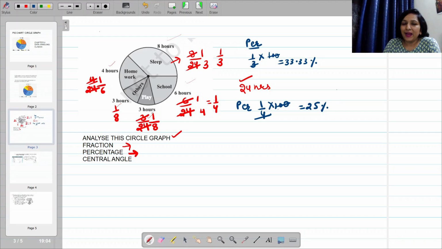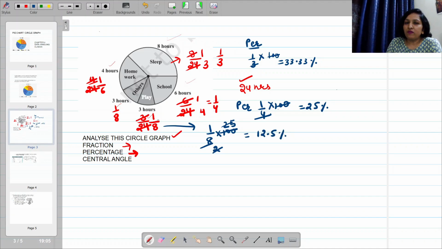Now for playing. Play fraction is 1 by 8. 1 by 8 of 100. Right? 4 eights are 32, and 4 fives are 20. It is 25 by 2. If I divide 25 by 2, I'm going to get 12.5 percentage. Right? It was for 1 by 8.